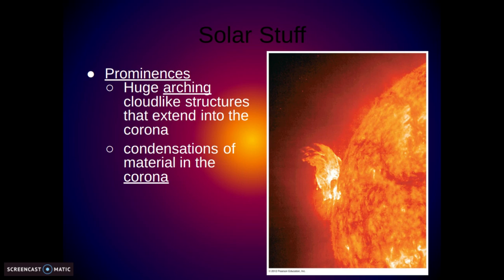Our next one is a prominence. A prominence actually looks like an arching cloud that's extending from the photosphere into the corona, and it's just a bunch of material in the corona that's condensing together to form this arch-like structure of plasma and hot gas.